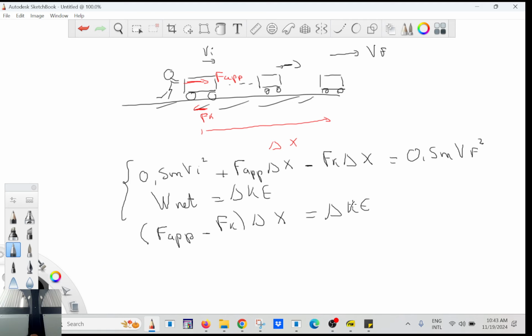So I want you to realize that these are the two things. It's different ways. So of course, conservation of energy can be easier to deal with in this one. It depends on the situation. Is that clear? Okay.